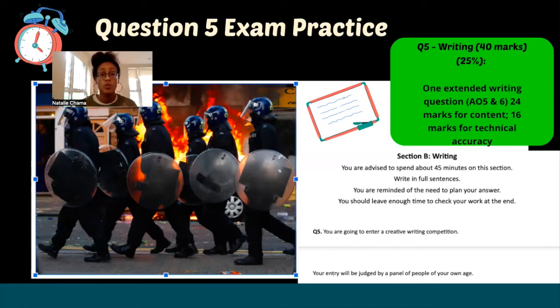Just comment down below if you would like to see a video of how you can plan before you write your stories, okay? And you should leave enough time to check your work at the end. So overall, it's an hour and 45 minutes, this paper, so English Language Paper 1. So just for this section, you need 45 minutes. So that's kind of giving you a little bit of scope of how long you need to take for this one question.